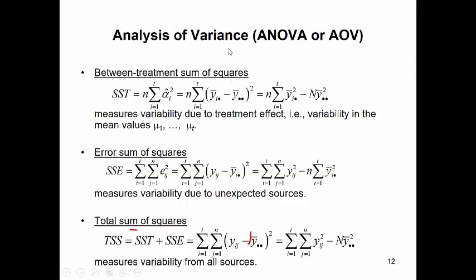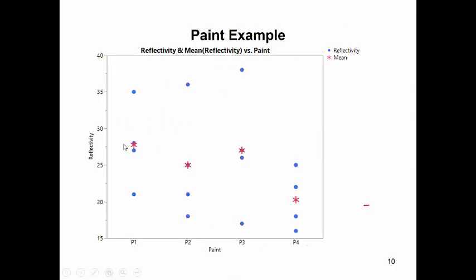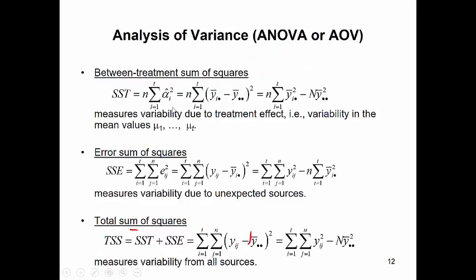So with the ANOVA, the analysis of variance, again, our goal is to look at whether these group means look different from each other compared to the within group variability, right? The within group variability are your blue dots here. In order to do that, we look at the sums of squares for the treatment, and it measures the variability due to the treatment effect.